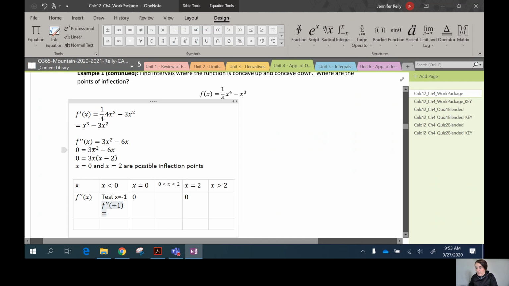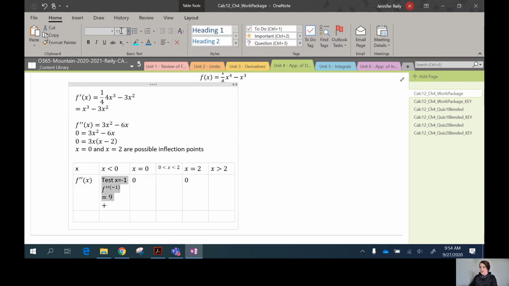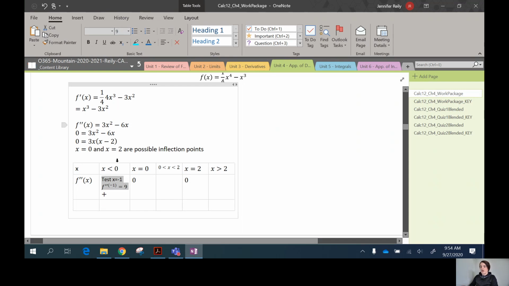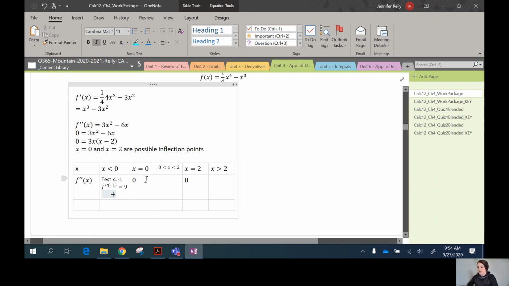So we get 3 plus 6, so it'd be 9. So that means the second derivative is positive in this region. It can't change signs in that region because it's never equal to 0. So if it's positive at -1, it's positive in that entire region. Okay, the only places where it could change signs are at 0 and 2.